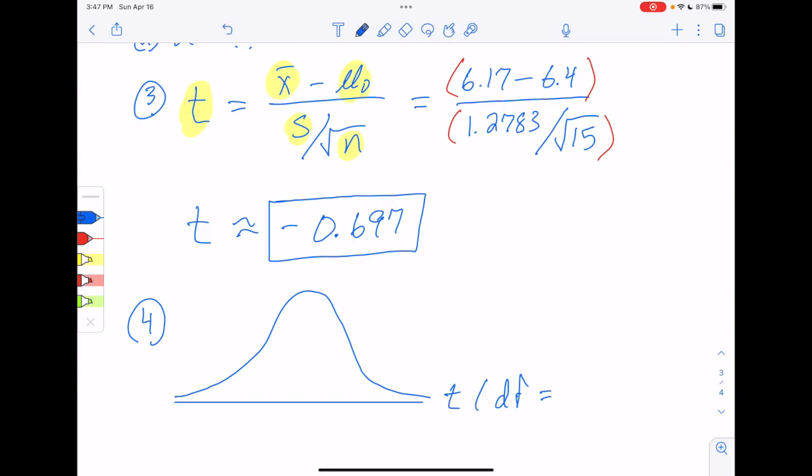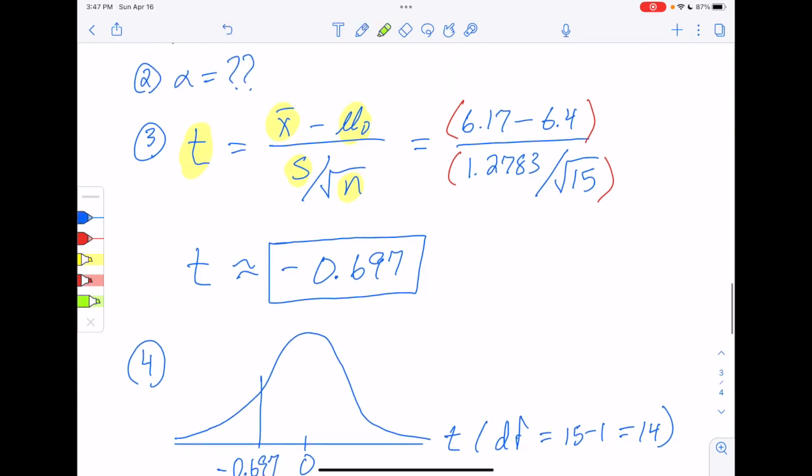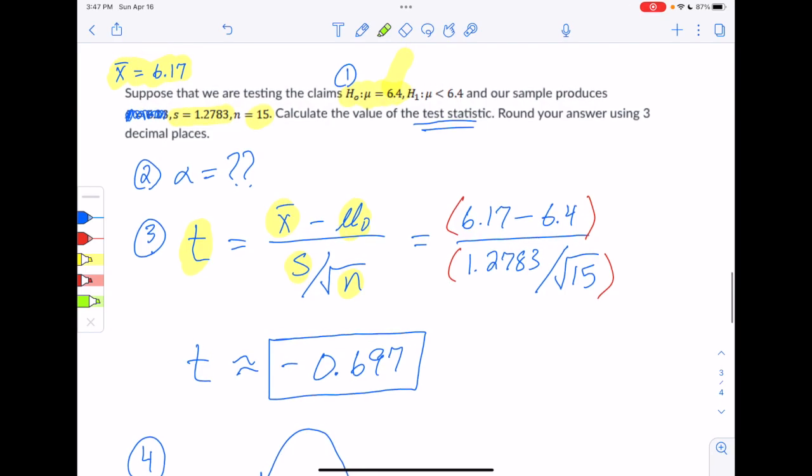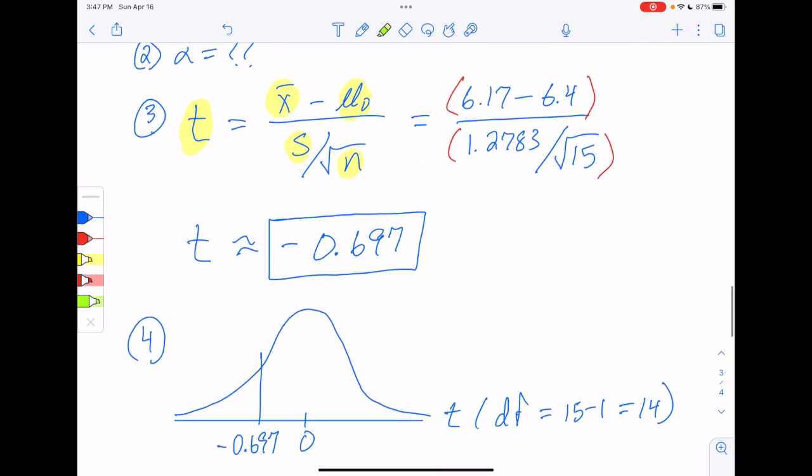The df is the sample size minus 1. So in this case, that would be a df of 14. We put a 0 in the middle representing the claimed mean, and then we put our test statistic on, negative 0.697. And then when we go to shade, we have to look at our alternative hypothesis, which said less than 6.4. Because that's a less than, we're going to shade to the left side.